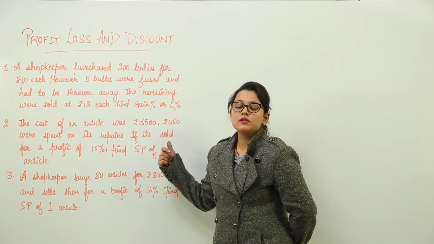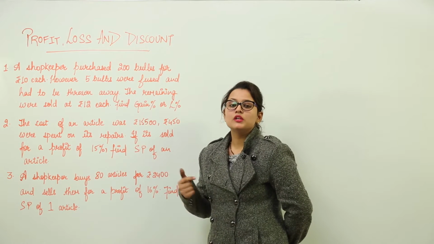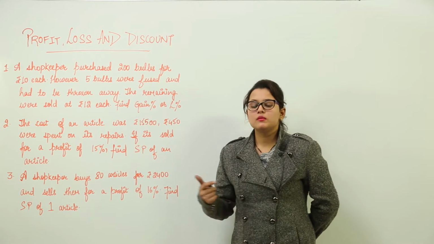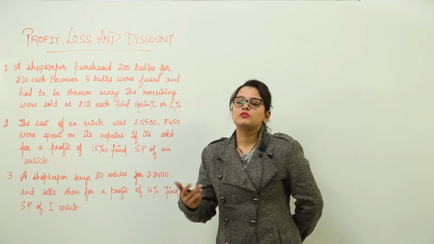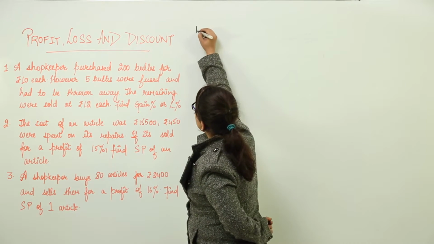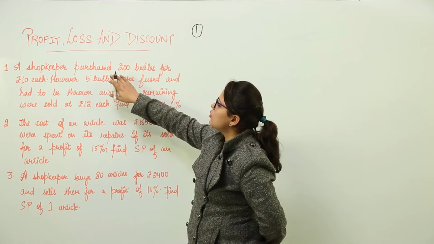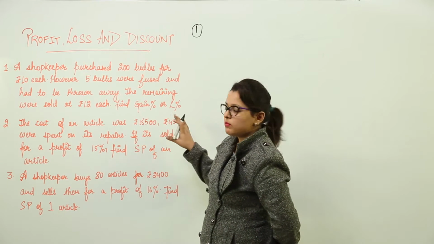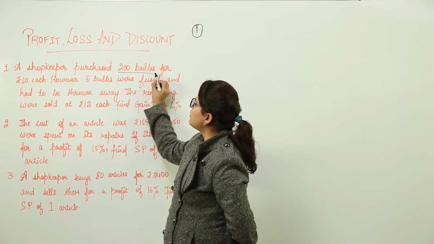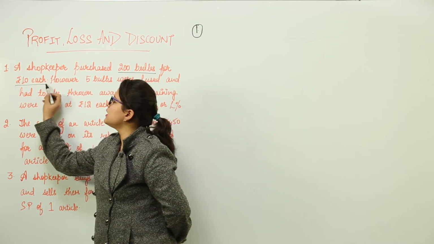Here the choice is given because depending on the question, you have to analyze whether it is going to be profit or loss, and depending on that you will calculate the respective percentage, right? So how do we start the question? First of all, always go line by line in such word problems. First line says that a shopkeeper purchased 200 bulbs for rupees 10 each.